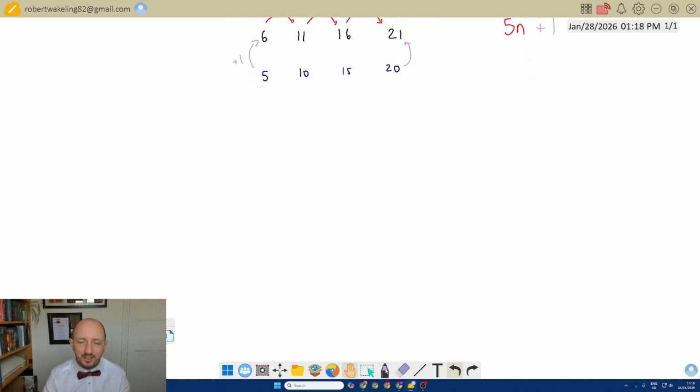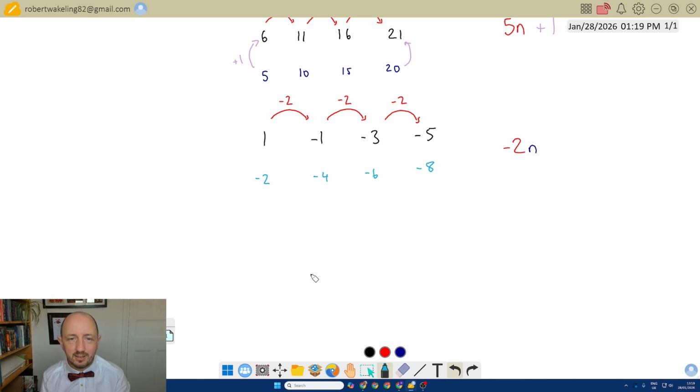Okay, what happens if it goes downwards? Okay, something like 1, minus 1, minus 3, minus 5. Okay, well, we do the same thing. What's the change between each term? We're subtracting 2, minus 2 each time. So that minus 2 is our n value. And then we do the minus 2 times table. That sounds a bit strange, but minus 2, minus 4, minus 6, and minus 8. It's just a 2 times table with a minus in front.